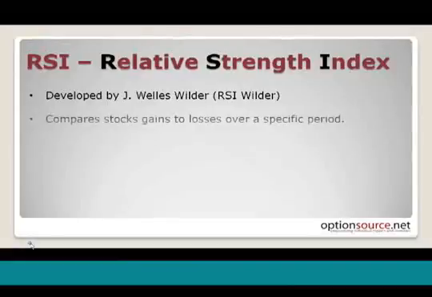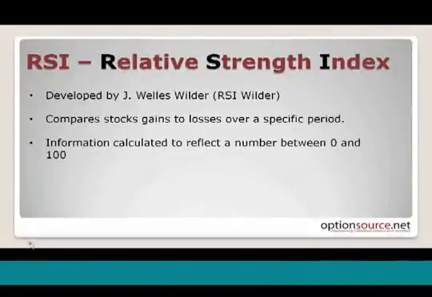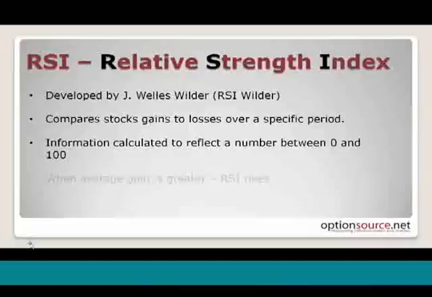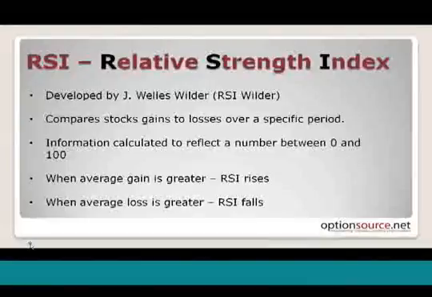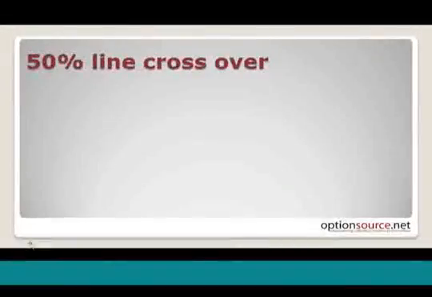And what we're looking at is essentially the stock gains and losses over a specific time, calculating an average, and then we see a number reflected between 0 and 100. And of course, when the average gain is higher, our RSI rises, and when the average loss is greater, our RSI falls. To keep it real simple, we add a 50% line. And what that does is it helps establish a bit of a directional or market bias.